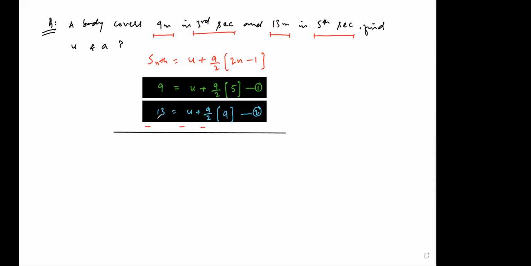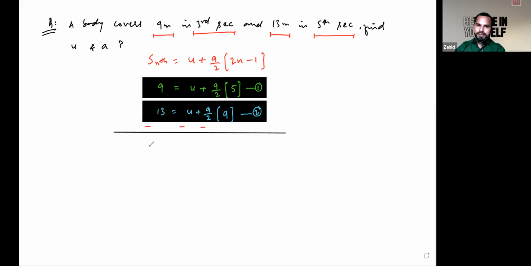If you subtract these two terms, 9 minus 13, you will get minus 4 is equal to u minus u would cancel out, so it will be 0, plus a by 2 as common. So it will be 5 minus 9, that will be minus 4. This minus 4 and this minus 4 will cancel out each other. So you get a is equal to 2 meter per second squared. Is it clear?